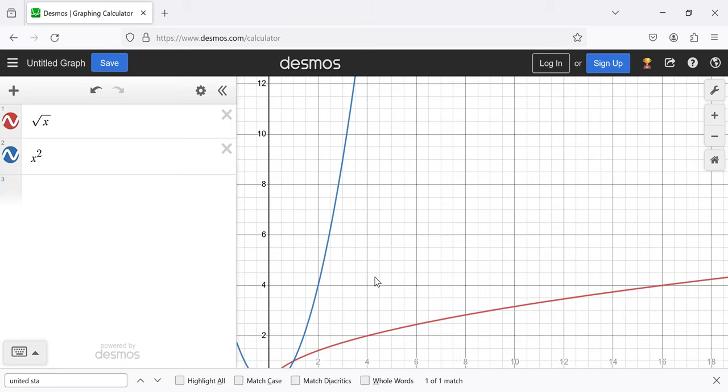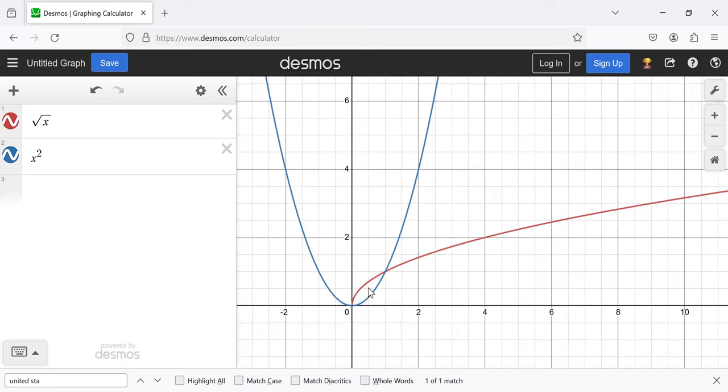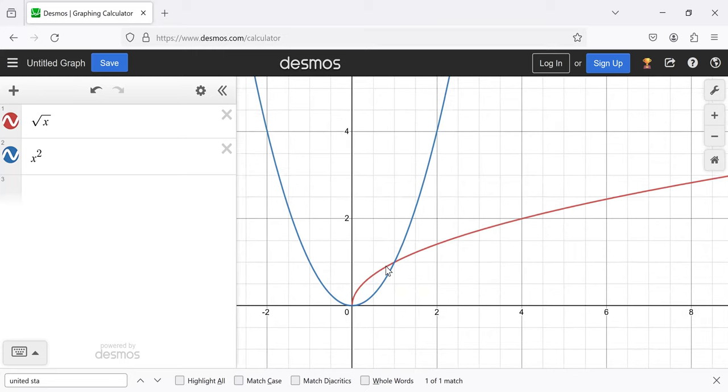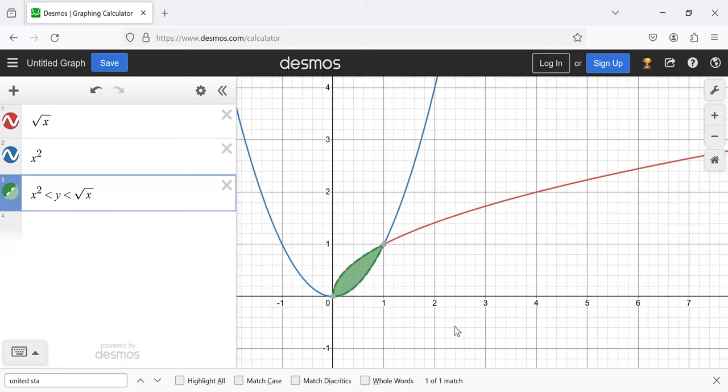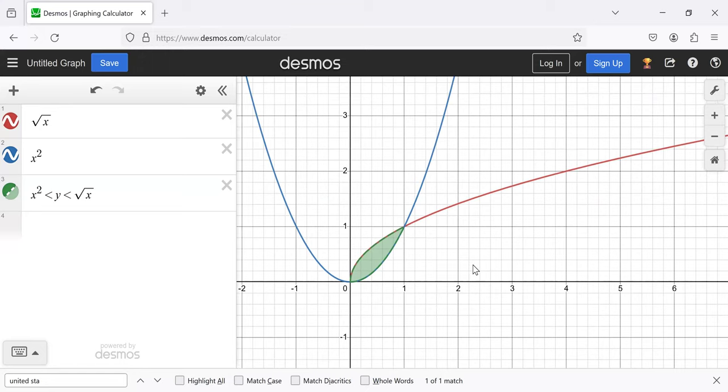But you also see that there's this little region here, this little finite region that is trapped between these curves. So if you're just asked for the area between curves with no limits and no other comment, this is the situation we're in. Our two curves are enclosing some finite region. Let's see if I can make Desmos shade this. Yes. So this is the region that we're looking for.